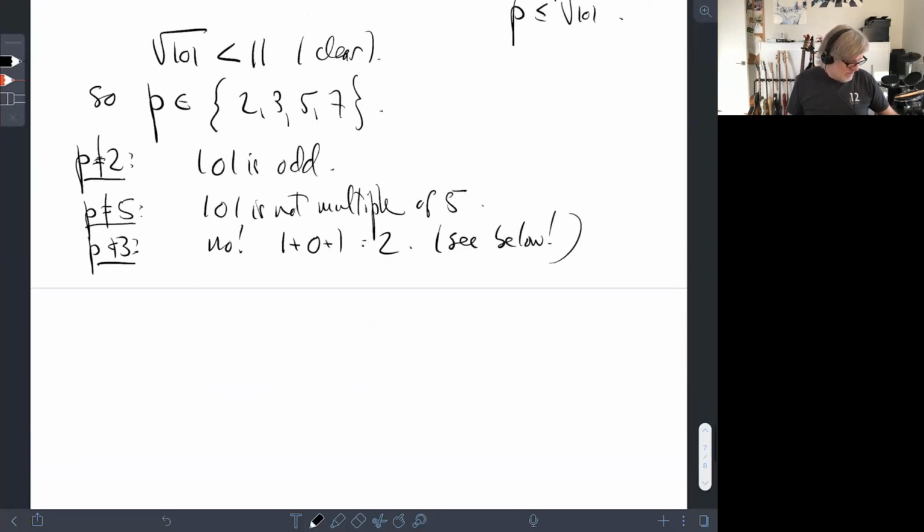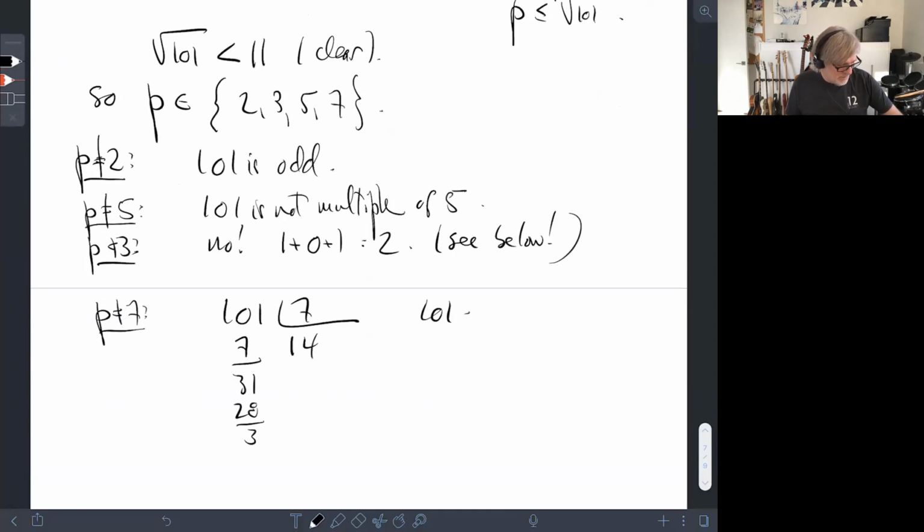What about 7? Well, I'll just divide 101 by 7 and see what happens. 1 times 7, 3, 1, 4, 28, 3. So 101 is 7 times 14 plus 3. So no. Right, this is the unique representation of 101. When I divide by 7, the remainder is 3, it's not 0, so no. So 2, 3, 5, 7 do not divide 101, so it's a prime.